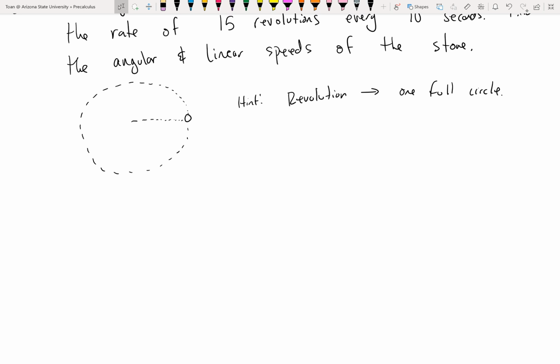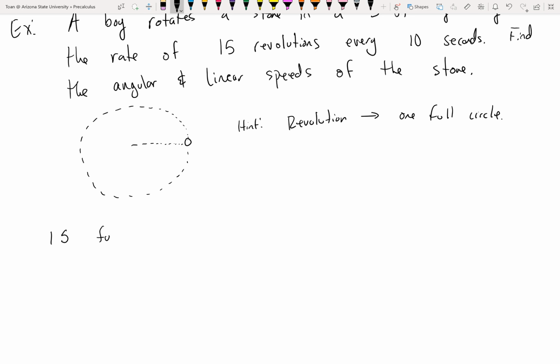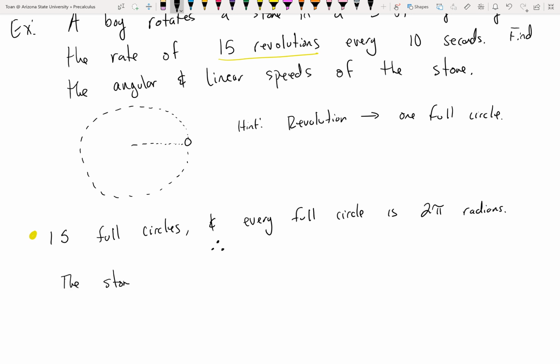What do we know? According to the problem, we have 15 full circles. That's what 15 revolutions says. And every full circle is 2 pi radians. Therefore, if I want to figure out the total amount of angles that the stone covers, if it covers 15 full circles and every full circle is 2 pi radians, that's just 15 times 2 pi, which is 30 pi radians.